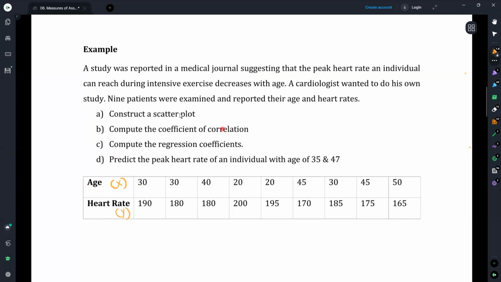Therefore, you can try the first two parts by yourself, since we have discussed constructing the scatter plot and computing the coefficient of correlation. In the first part, you can construct a scatter plot to find out whether there is a linear relationship. And by assuming that there is a linear relationship, I will continue the calculation further. Here it is to construct the scatter plot, and then we can compute the coefficient of correlation.